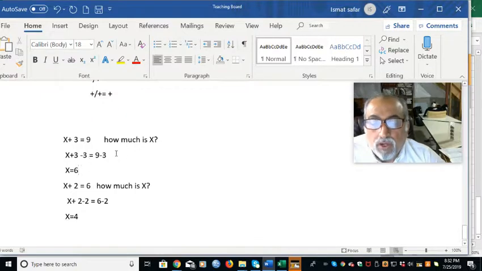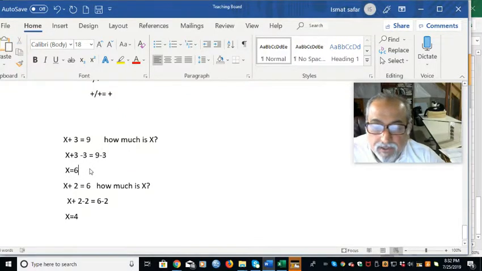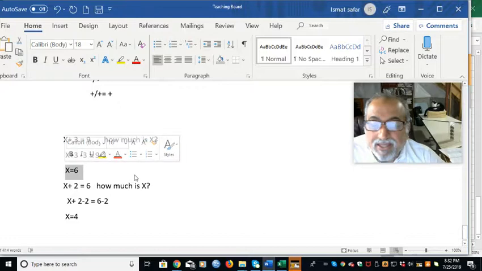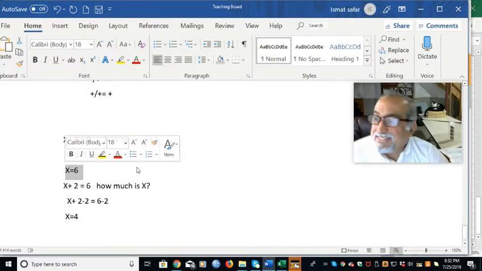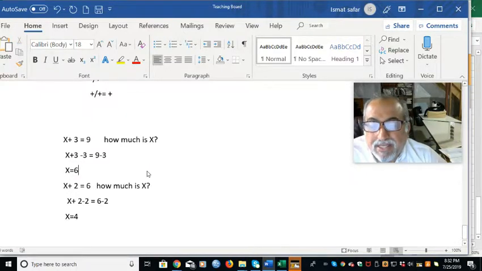So we subtract also 3 from 9. So x plus 3 minus 3, this cancels, so this goes away. And then 9 minus 3 is what? 6. So x equals 6. That's it. This is a simple one-step equation. X equals 6.